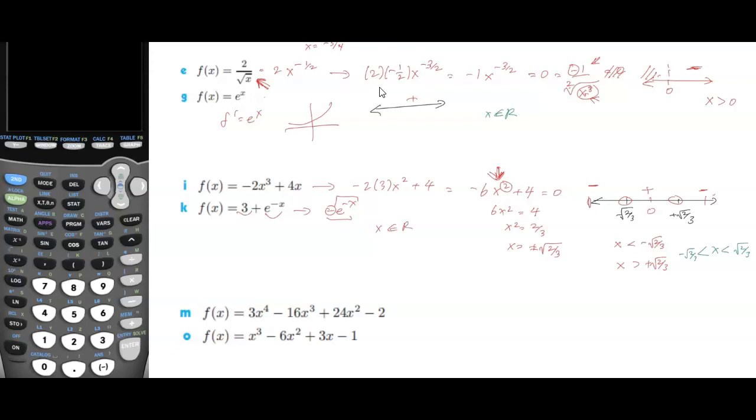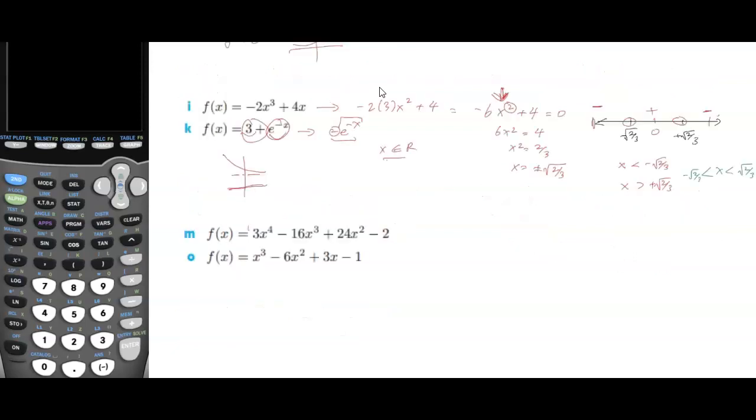Okay, and I think we're done. That's all there is, right? If you want to see what it looks like, remember e to the negative x is a decaying exponential. And all plus 3 does is raise it so that the asymptote is 3 units above the x-axis. So that makes sense that it's constantly decreasing.